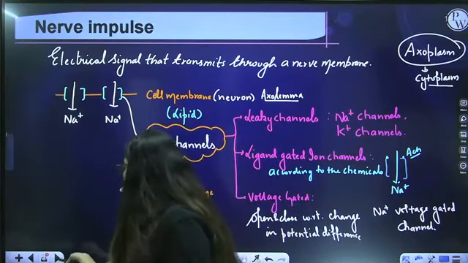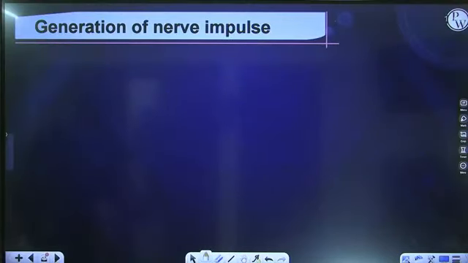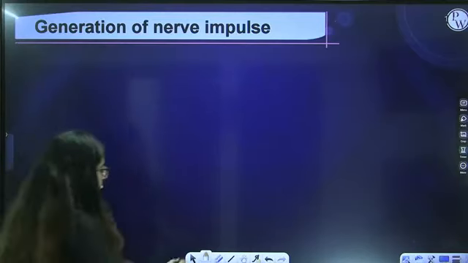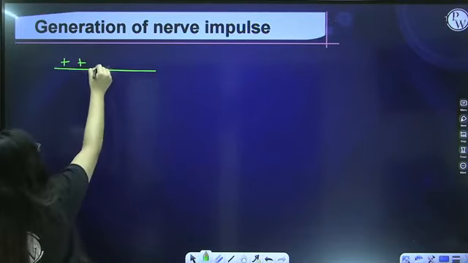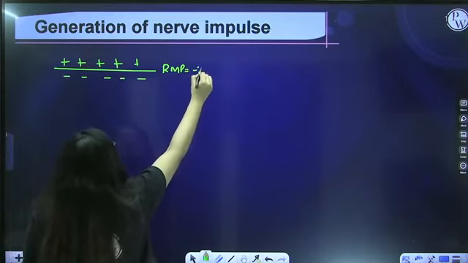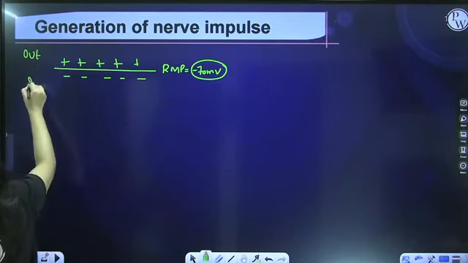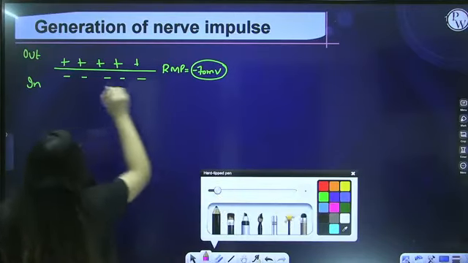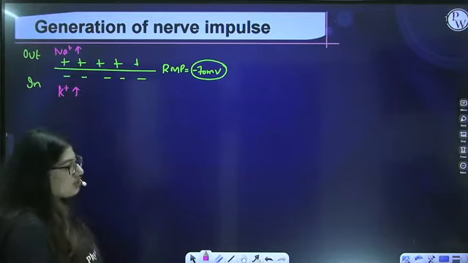Now let's move further and talk about how the nerve impulse is generated. Let's see. Now, guys, for example, this is a membrane and we say positive outside, negative inside, and this is RMP, and at RMP we have minus 70 millivolt. Okay, and we say this is outside, this is inside. Outside always the sodium concentration is higher, and inside always potassium concentration is higher.